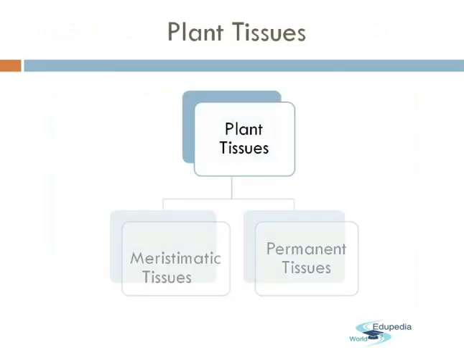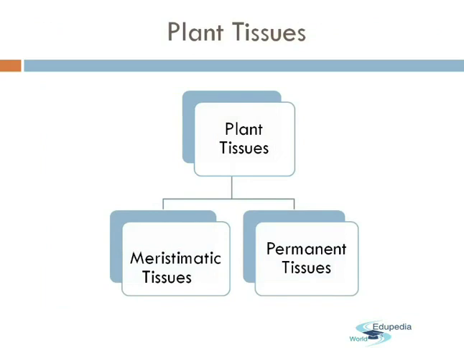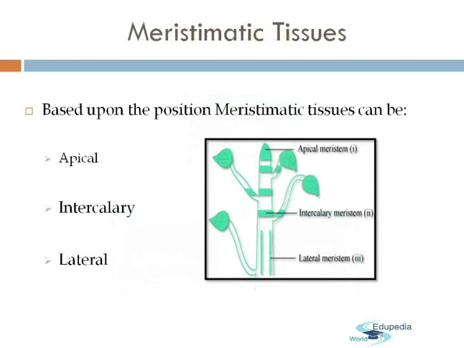Basically, all the plant tissues have been divided into two categories, the meristematic tissues and the permanent tissues. The meristematic tissues have this characteristic feature of growing continuously. But once they mature and have a particular function, they only form the permanent tissues. So as such, they are not different tissues, but the meristematic tissues are the early tissues which later on form the permanent tissues. So let's first start with the meristematic tissues.